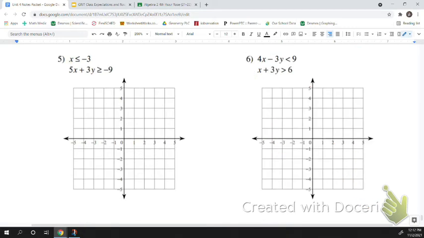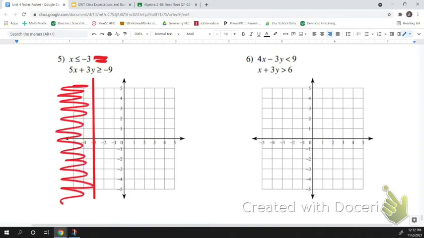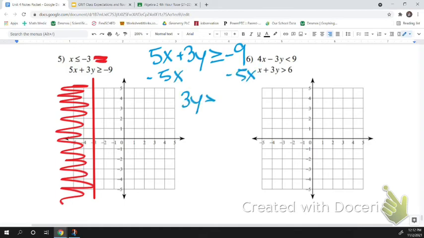Number 5, you've got a vertical line at -3. It's going to be solid. It says when x is less than -3, so everything is shaded to the left. For the second inequality, you need to solve for y first. So it's in standard form. I need to get y alone. Again, this is a review from last unit.